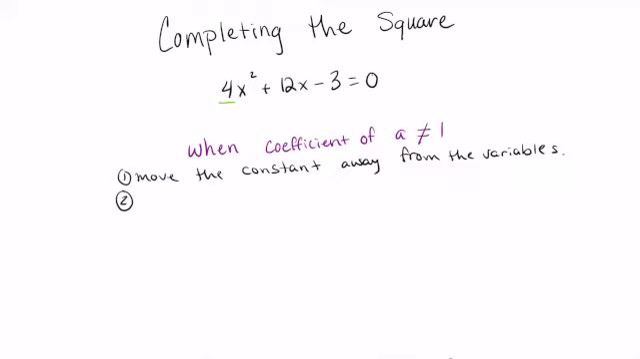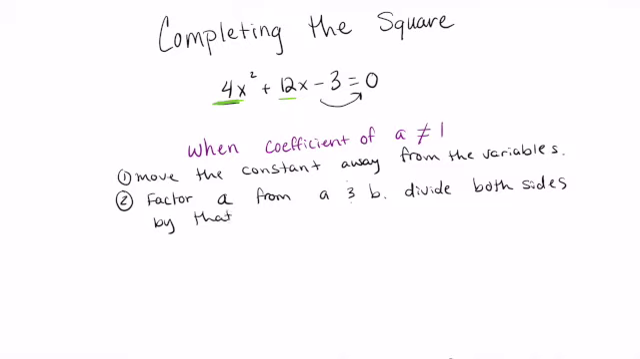Then I am going to factor the a coefficient from a and b. So bear in mind, I will have moved that constant term over, and then I am factoring a from a and b. Once I've done that, I'm going to divide both sides by that factor, getting rid of that factor. So that's not too bad.